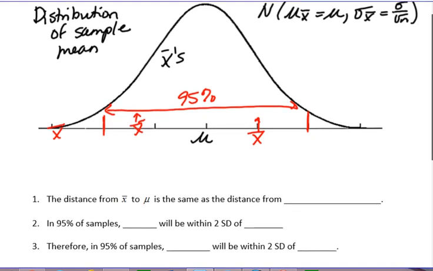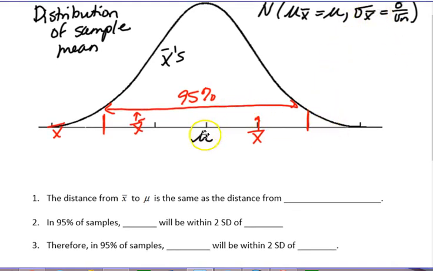So let me start by stating a couple things that might seem very obvious. First of all, the distance from mu to x bar is the same as the distance from x bar to mu. So I could say x bar is 1 standard deviation away from mu, but I could also say mu is 1 standard deviation away from x bar. Secondly, in 95% of the samples, x bar will be within 2 standard deviations of mu, which is what we just said. Therefore, in 95% of samples, mu will be within 2 standard deviations of x bar. That is the basis for what we're going to be doing with confidence intervals.